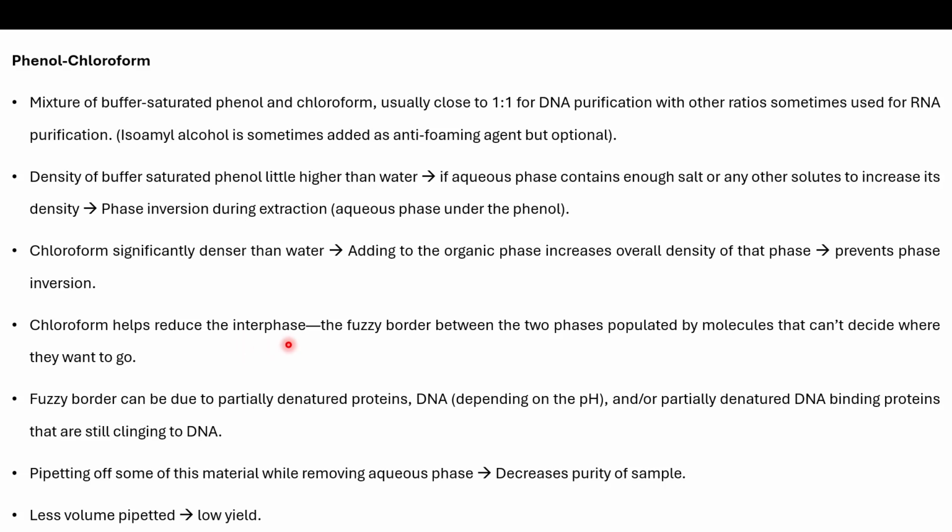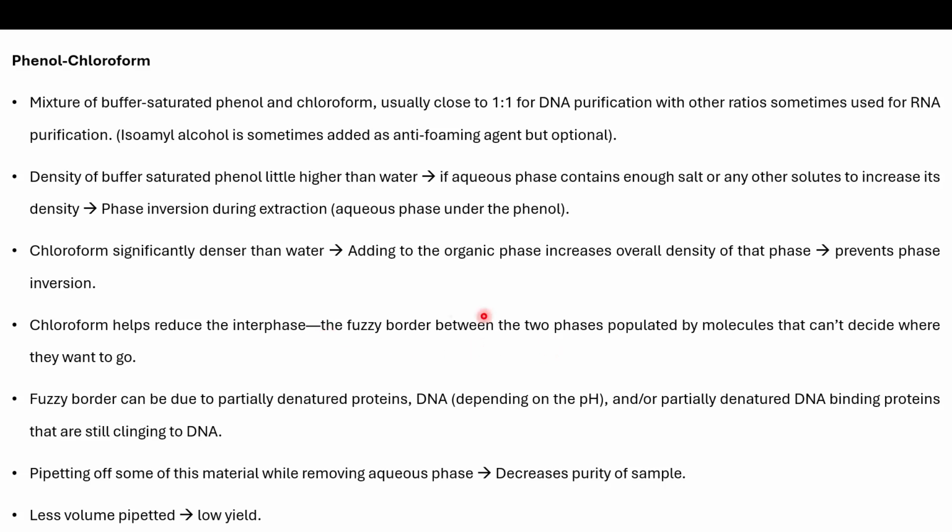What happens is, we talked about in the previous slide that there is an aqueous layer and a phenol or organic layer. Okay, so you can see a distinction there. But many times there's a fuzzy interface in between. To reduce that fuzzy interface, adding chloroform actually helps in this regard. Usually it helps decrease the thickness of that particular interface.